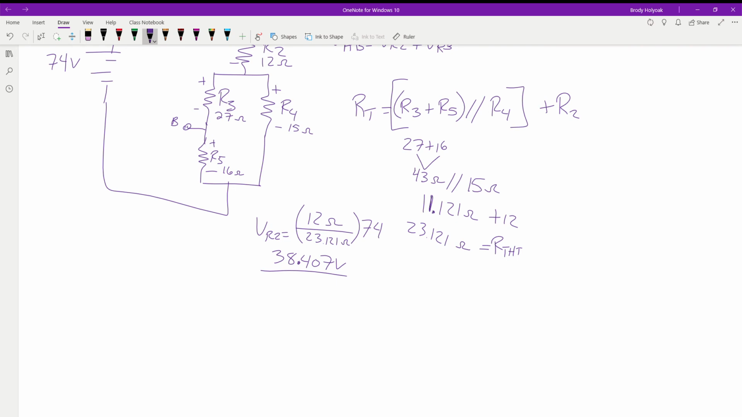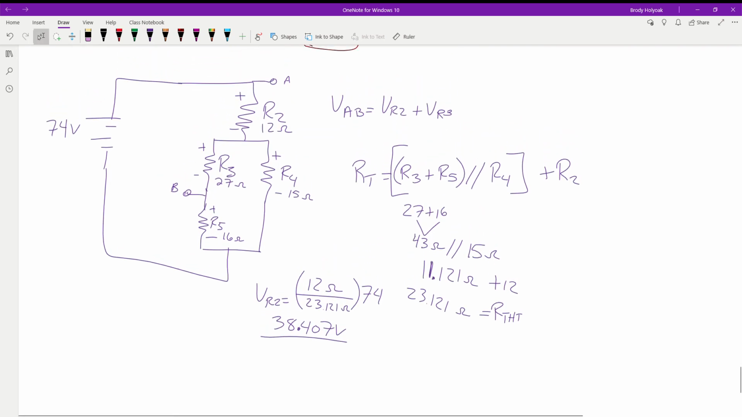Yeah. Well, we're getting it across R3, but it's going to take another step. So now, we've got this voltage across R2. So let's put that on there. 38.407. Now, from here to here, basically across R4, we have what's left over. So the 74 minus our 38.407.